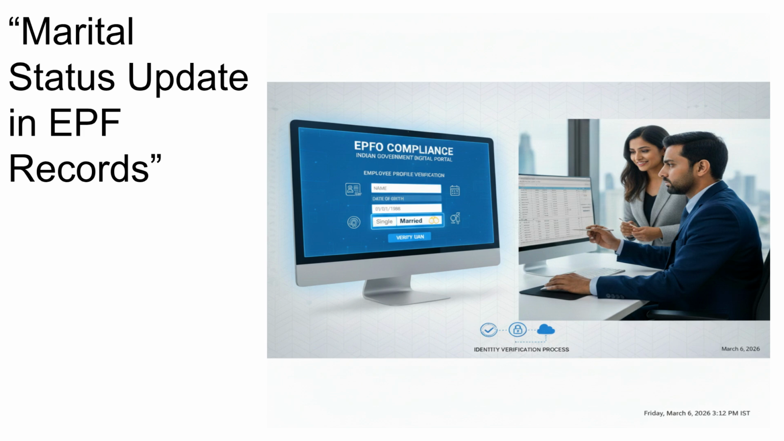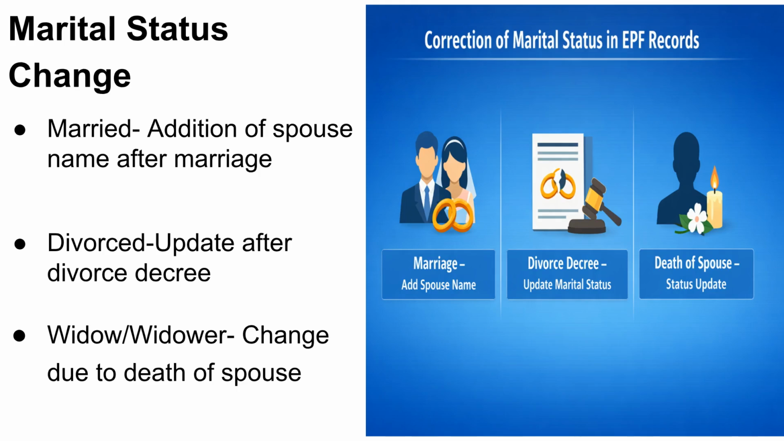Our next topic is marital status or spouse name changes, addressed under Table D. Marital status corrections include the addition of a spouse's name after marriage, updating following a divorce decree, or changing status due to the death of a spouse.